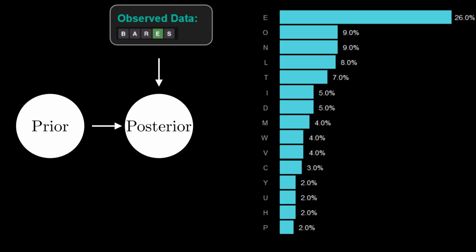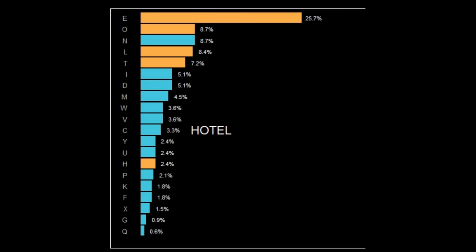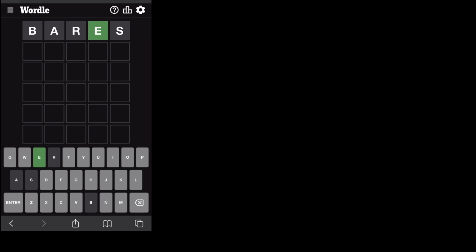So going back to the example, the updated weights about which letters are in the hidden word now place higher emphasis on letters such as E, O, N, L, and T. With this updated information, maybe hotel or inlet, outed, tenant, or tweet or voted could be good guesses. Let's try one of them. OUTED, outed.